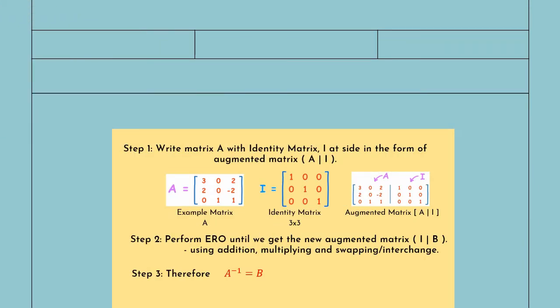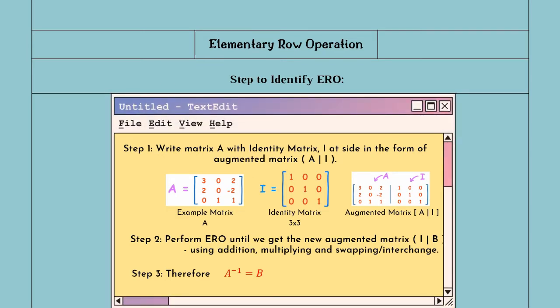There are a few steps that can be derived to simplify our calculation in using the ERO. Firstly, write matrix A with identity matrix I next to it, and we call it the augmented matrix form, in the form of [A|I]. Second, perform ERO until we get the new augmented matrix [I|B] by using a combination of addition, multiplying, and swapping. At the end of our calculation, the inverse of A will be equal to B, which is the form where matrix A is changed to the identity matrix I. Therefore, the identity matrix I becomes B, and it is the inverse matrix that we're going to get.